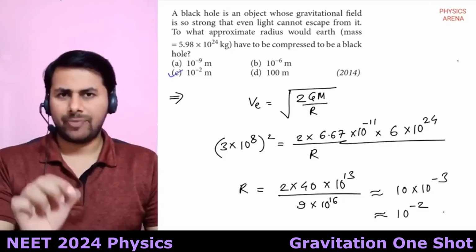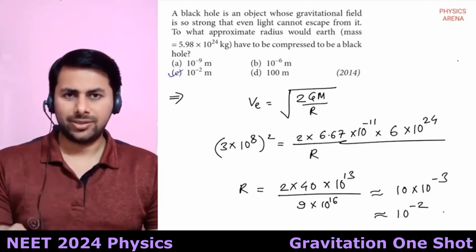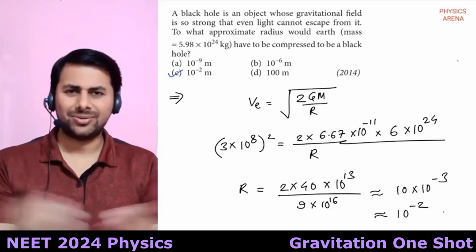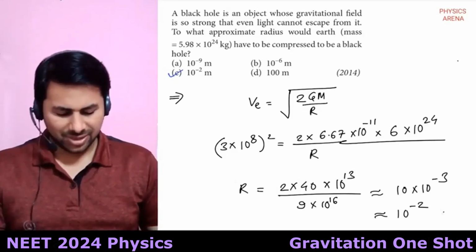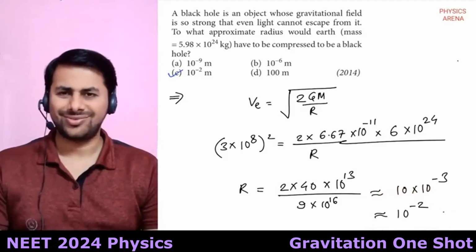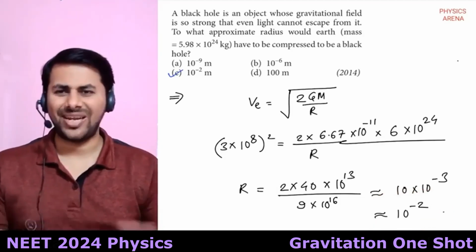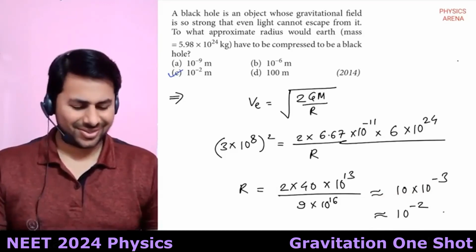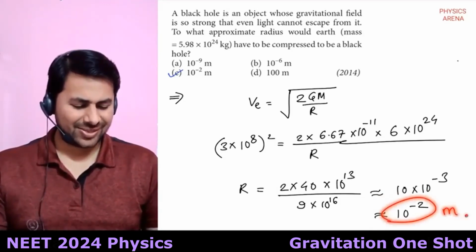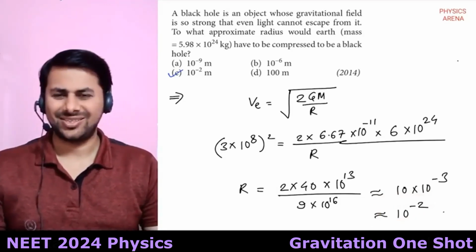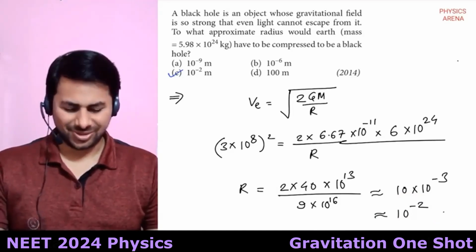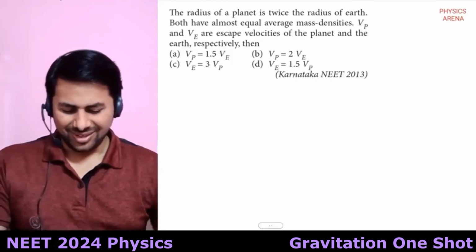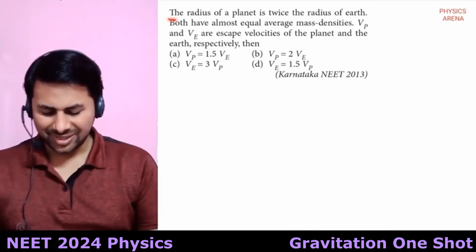So if you keep the mass of Earth as it is and the radius of Earth is made equal to 10 raised to minus 2, then Earth will become a black hole. Okay, 10 raised to minus 2 meters. Got it? Yes, no? All right, let's see the next question.